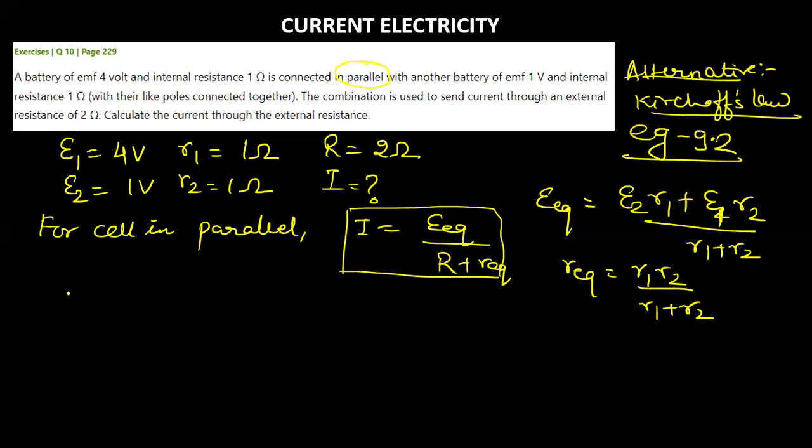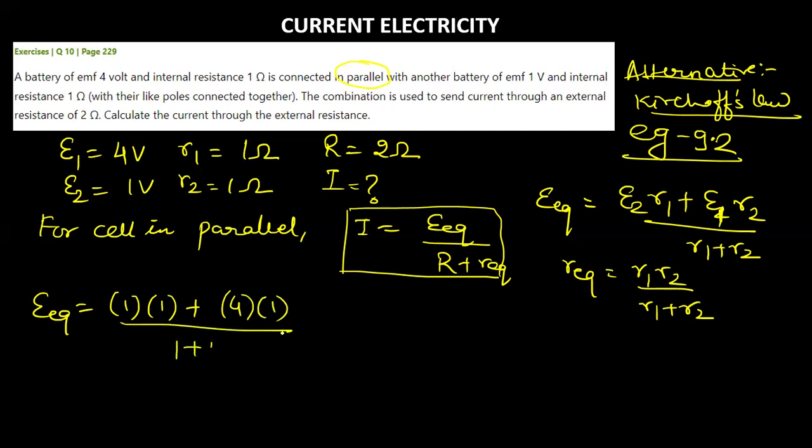First, let us find E equivalent. E equivalent is equal to E2 R1 plus E1 R2, that is 1 into 1 plus 4 into 1, divided by R1 plus R2, that is 1 plus 1. So this will be equal to 5 by 2. Similarly, R equivalent is 1 into 1 upon 1 plus 1, so that will be 1 by 2.